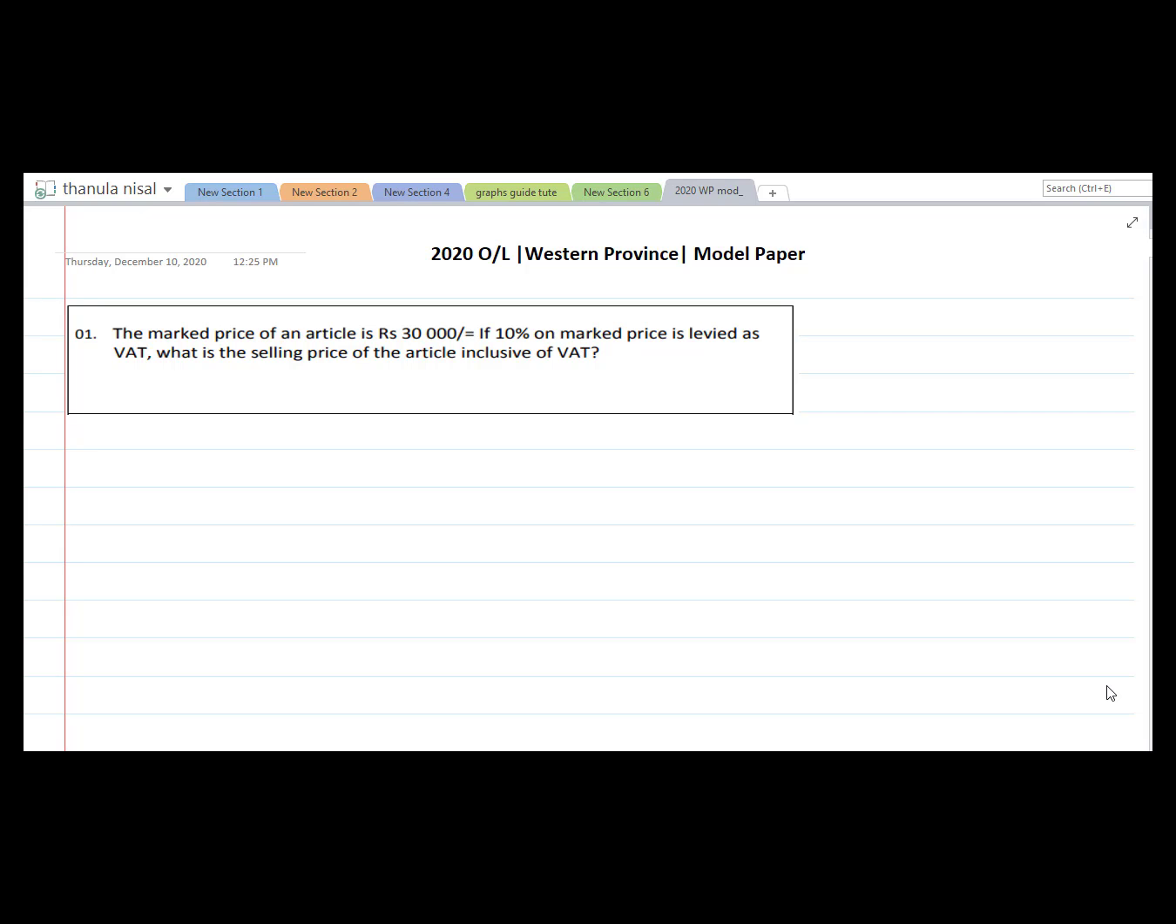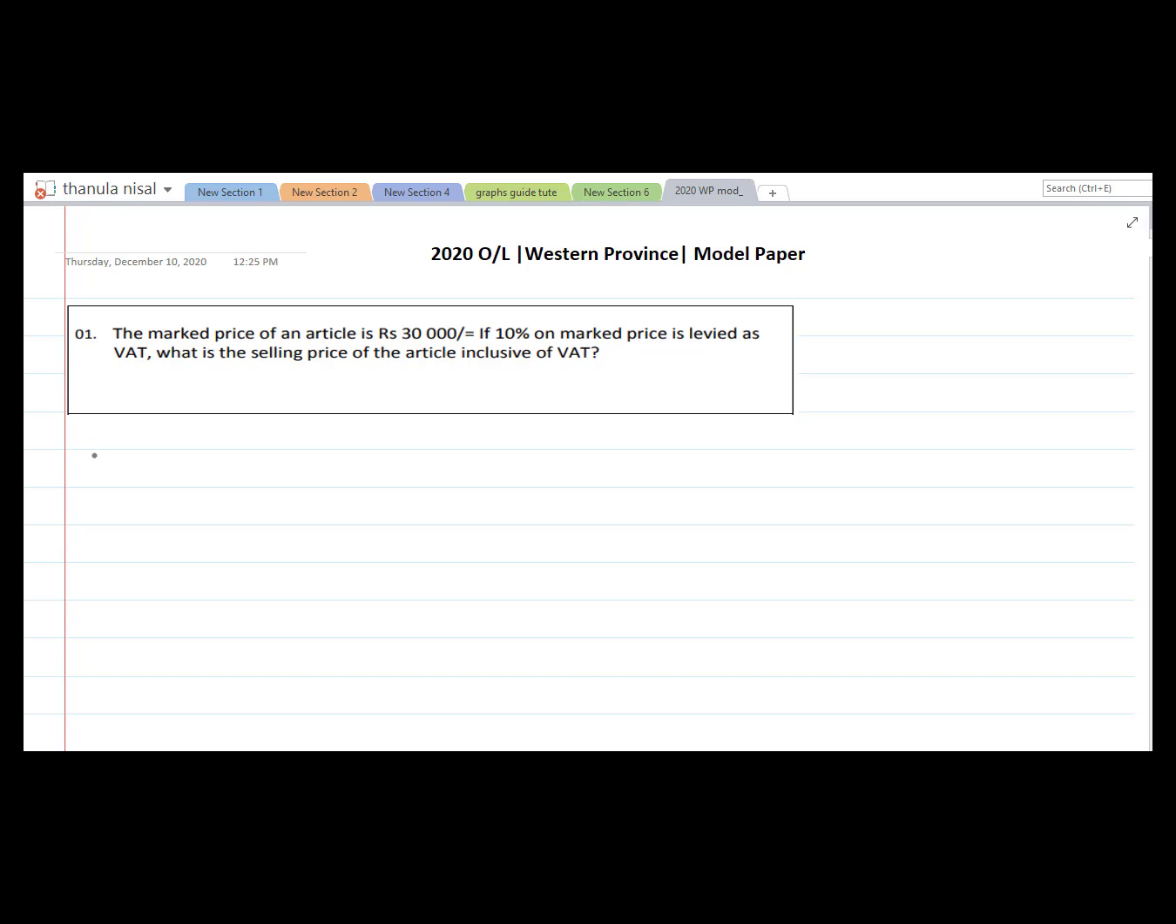Today we are going to discuss the 2020 O-Level Western Province Model Paper. In this session, we are going to discuss paper 1 and its part A. So let's move on. The marked price of an article is 30,000. They have given the rate of tax. They are asking about the selling price. So how to do that?